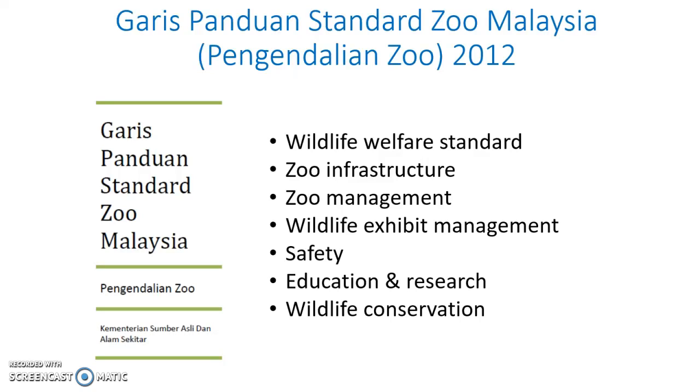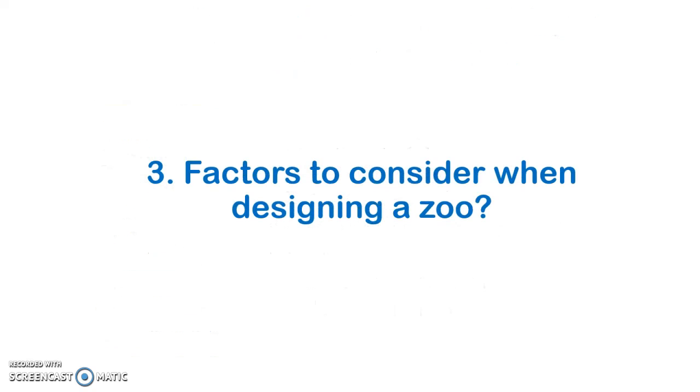So in 2012, the Kementerian Sumber Asli dan Alam Sekitar actually produced a Garis Panduan Standard Zoo Malaysia in pengendalian of zoo. So in this Garis Panduan Standard Zoo Malaysia, they actually touch about wildlife welfare standard, zoo infrastructure, zoo management, wildlife exhibit management, safety, education and research, and wildlife conservation.